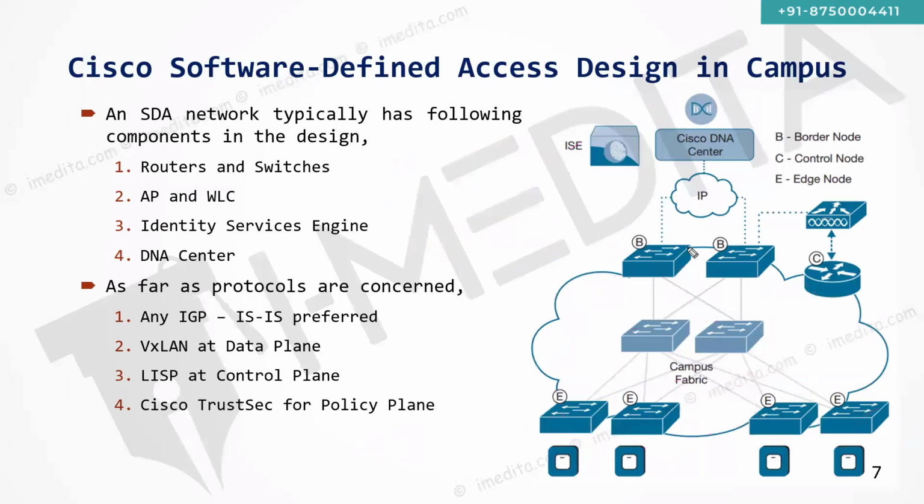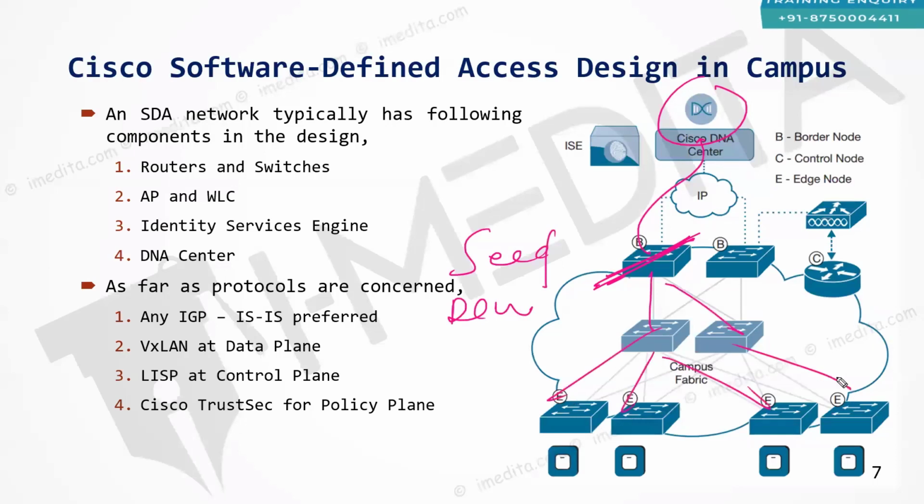You just need to make sure that at least one of the devices is reachable to the DNS Center. DNS Center will use that device as the base device, as the seed device, and from there it will start doing the configuration on the rest of the devices. Okay, understood. Yeah.